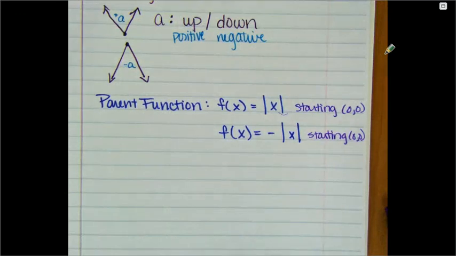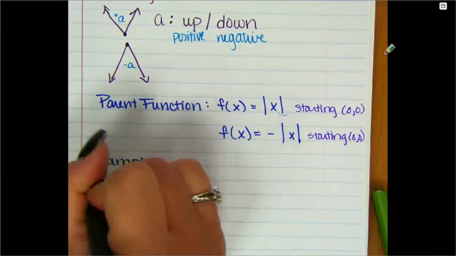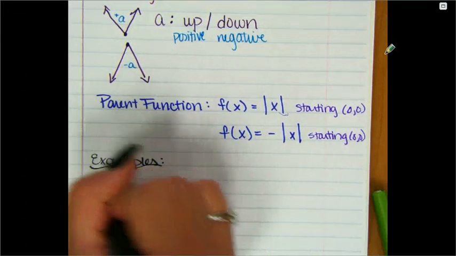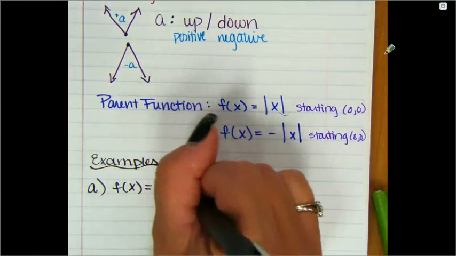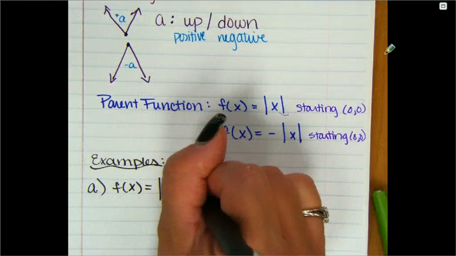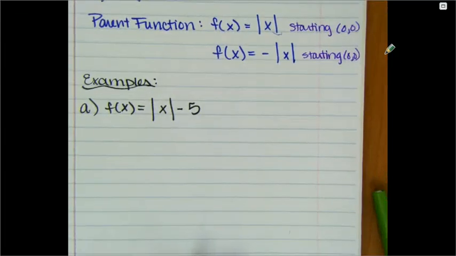We're going to talk about a couple more things while we do the examples, because it's easier that way. All right, we ready? Well, let's practice. All right, so let's write examples. All right, let's do f of x equals the absolute value of x minus 5.